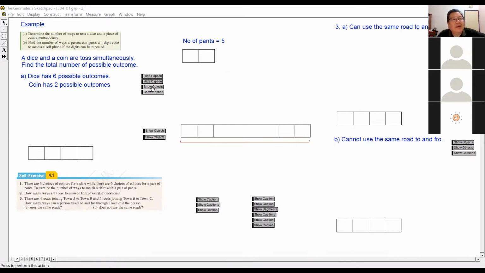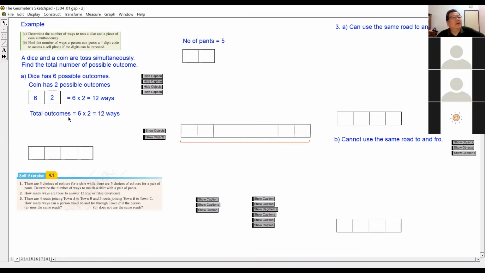Okay, so how to get 12? Again, we try to draw boxes. The first box represents the dice. How many ways to fill up the first box? Six. So I write here six for the first box. Then the second box represents the coin. How many ways to fill up the second box? Two ways. So 6 times 2 is 12. Correct. So altogether the total outcome is 12 ways.